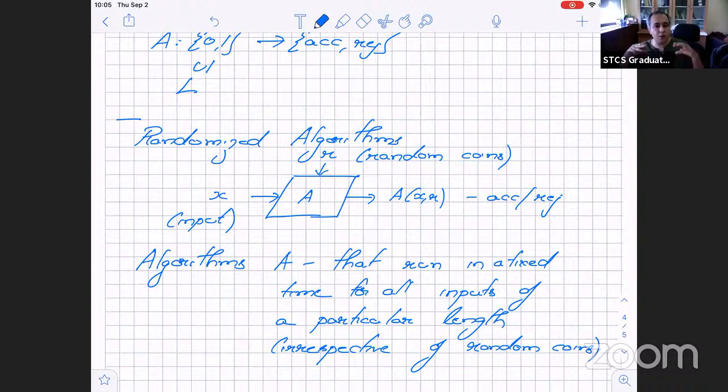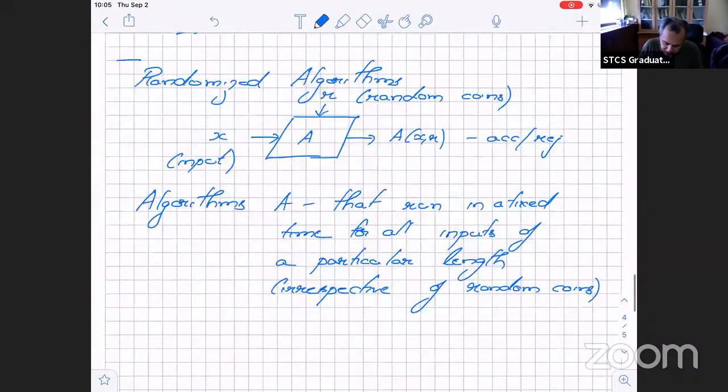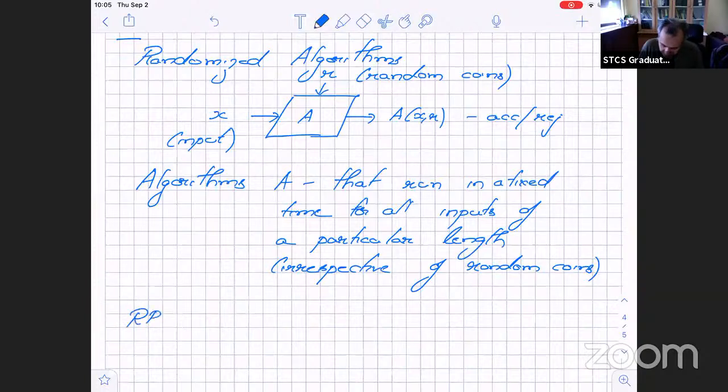Therefore, if the algorithm is running in polytime, notice that the number of random coins it can access is also polynomial, because it's only running for a polynomial amount of time. The number of coins it can read will be only polynomial. So we'll talk about the class which is RP. This is short for randomized polynomial time. Randomized polynomial time algorithm.